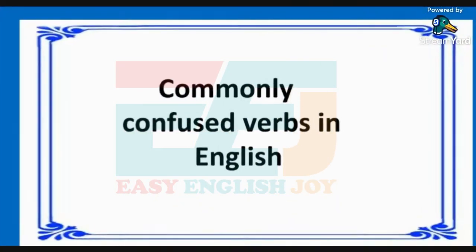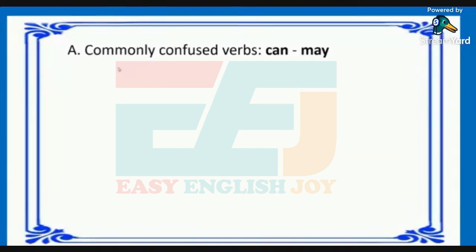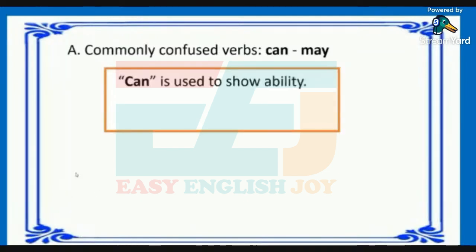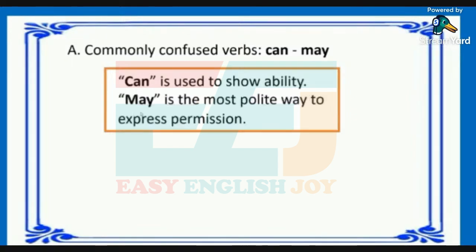Welcome to Easy English Joy. And today we're gonna learn about commonly confused verbs in English. The first commonly confused verbs are can and may. Can is used to show ability. May is the most polite way to express permission.